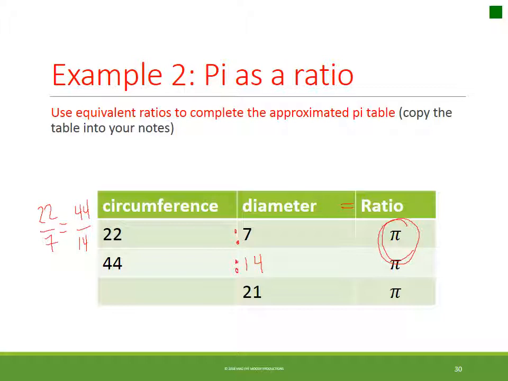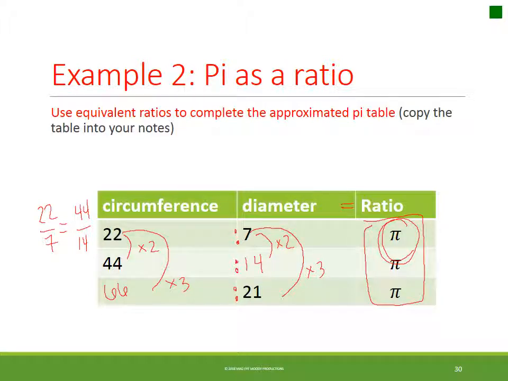I can use this information to complete my final blank here. I've done 7 doubled, and now what have I done to get to 21? Well, that would be 7 tripled, so times 3. So here I did 22 times 2. Here I'm going to do 22 times 3, so 22, 44, 66. And so 66 to 21 is another equivalent approximation of pi. I know this because these all simplify to the same unit rate, which is pi/1.